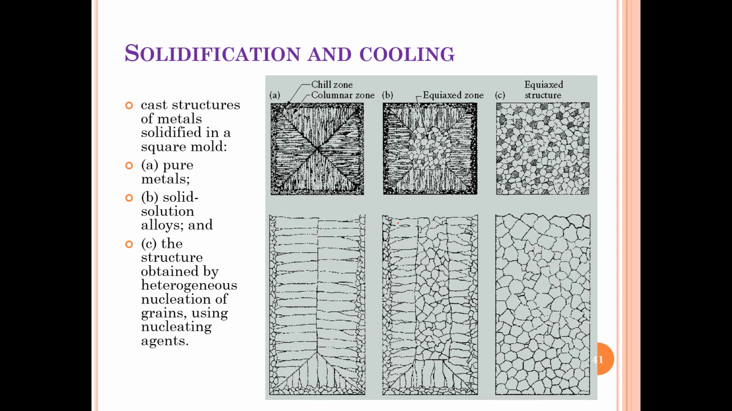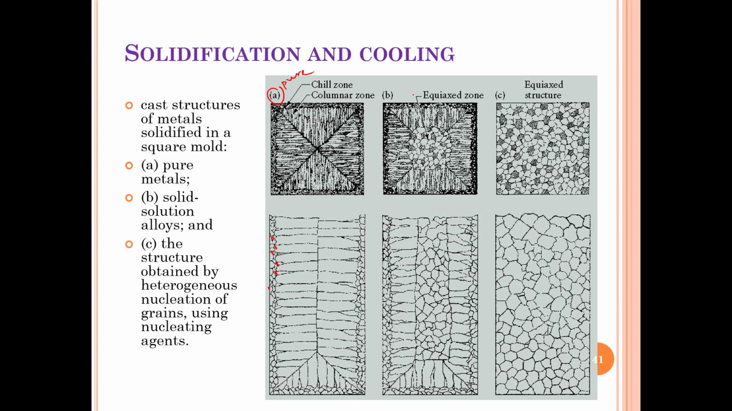Solidification and cooling of different materials. Cast structures of metal solidifying in a square mold. The first diagram shows pure metal. This is the chill zone and the columnar zone, as we discussed. We have the randomly oriented structure here, and we have the columnar zone here.